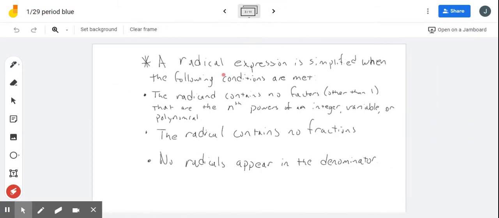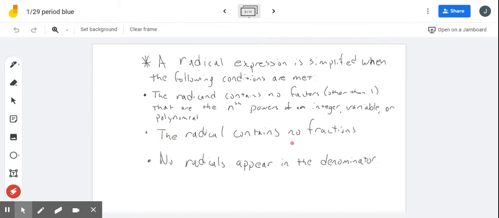Okay, now things we need to consider. A radical expression is considered simplified when the following conditions are met. The first is the radicand contains no factors other than 1 that are the perfect nth power of either an integer, a variable, or a polynomial. It's going to be a rarity that it's polynomials, but we'll do those with square roots. But integers and variables, we're going to be taking the third root, fourth root, fifth root, sixth root, you name it. So no perfect nth powers other than 1 underneath the radical sign.